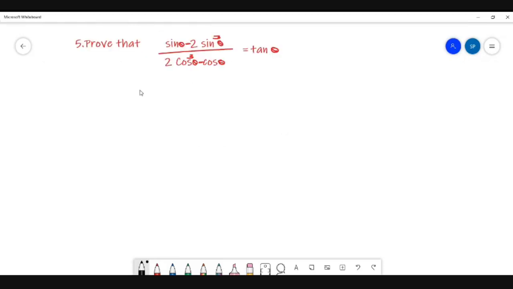Let us see question number 5. Prove that sin theta minus 2 sin cube theta divided by 2 cos cube theta minus cos theta equal to tan theta.